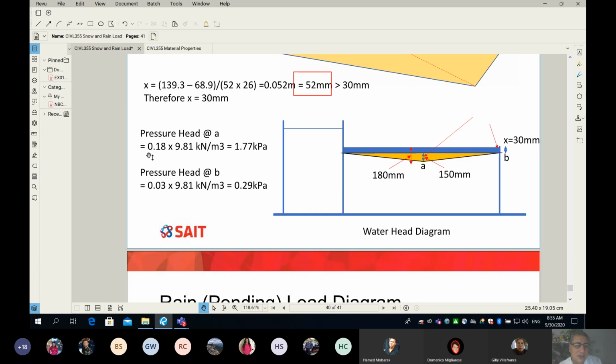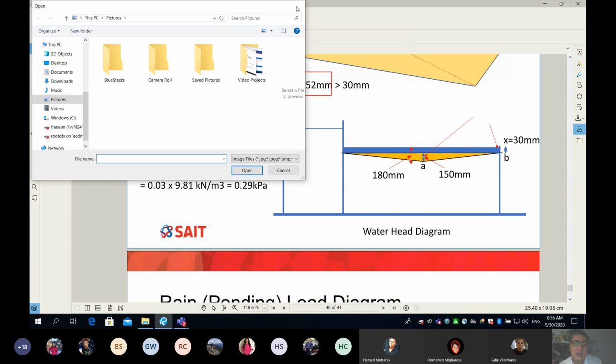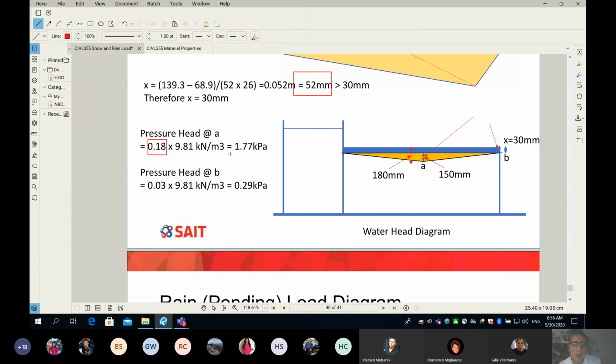Remember, this has to be in meter. I know that my calculation so far is 180, but here on this side, it's in meter. Why is that? Because the 9.81 is per meter cube, so it has to be consistent units. And that's why you can see here my water pressure on the low point is 1.77 kPa, and then on the high point, we get 0.29 kPa. So the water pressure at this point is 0.29 kPa.